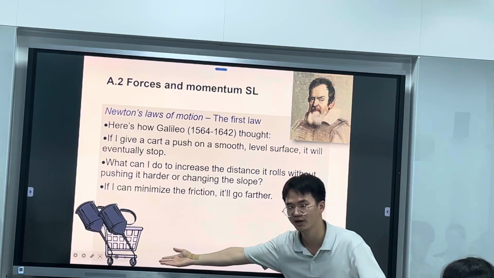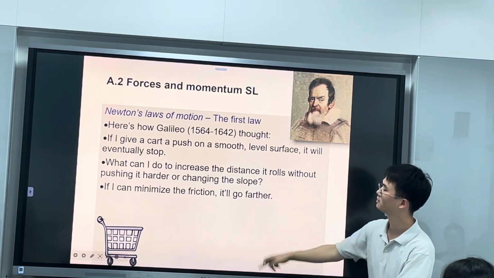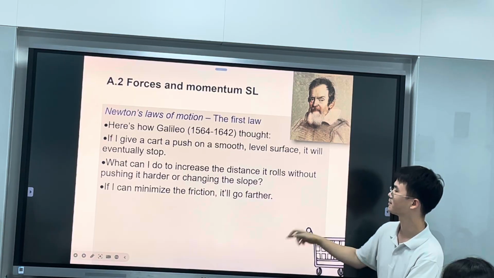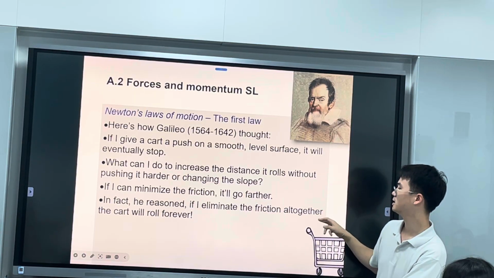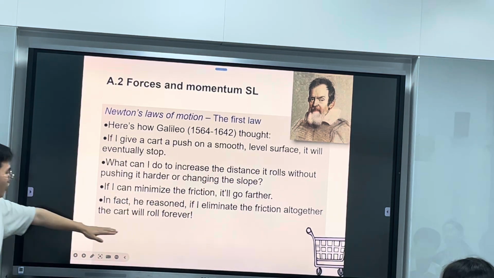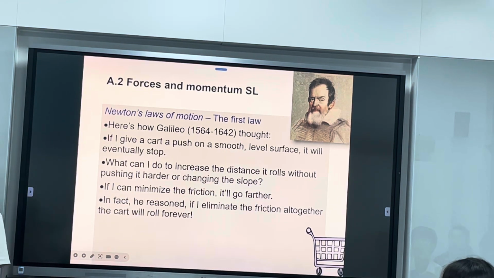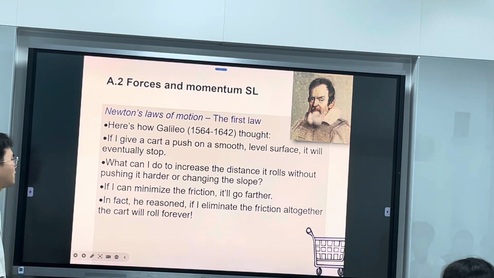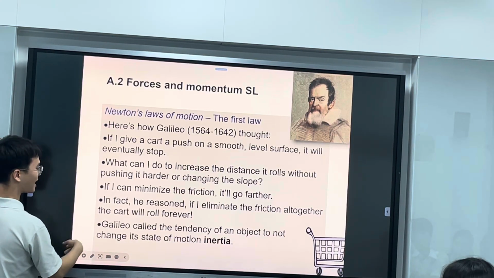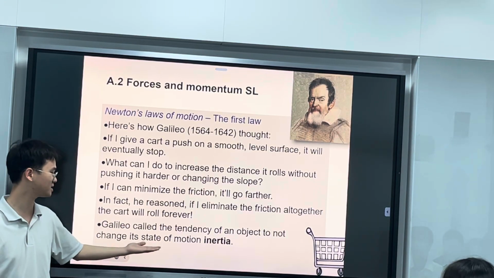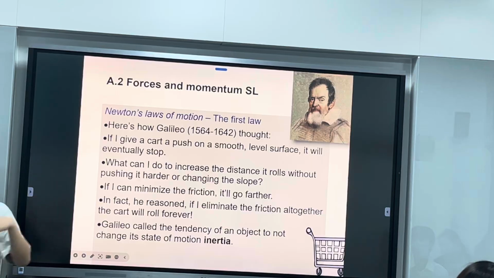Now, add oil. We'll go further. And in fact, he reasoned that if I eliminate friction altogether, the cart will roll forever. Because there's no other forces to stop it, right? No other forces to stop it. So Galileo called that the tendency of an object to not change its state of motion, or to maintain its state of motion, inertia.